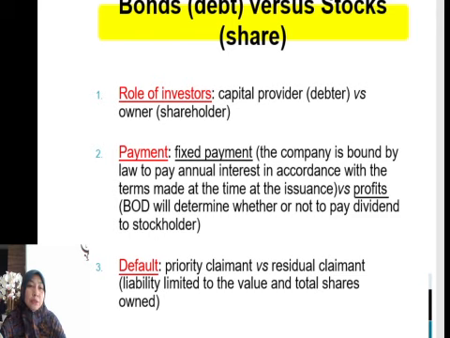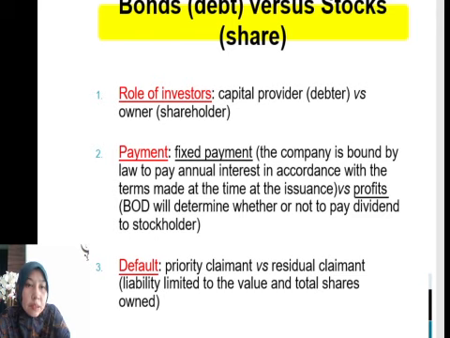The difference between these two: the first one is in terms of the role of the investor. For bond, the investor becomes a capital provider. Okay, they are the debtor. And for the stock, they are the owner because they represent ownership. So just remember debtor and shareholder, owner of the investment. Then payment: fixed payment. The company is bound by law to pay annual interest in accordance with the terms made at the time of the issuance. So fixed payment for the bond.